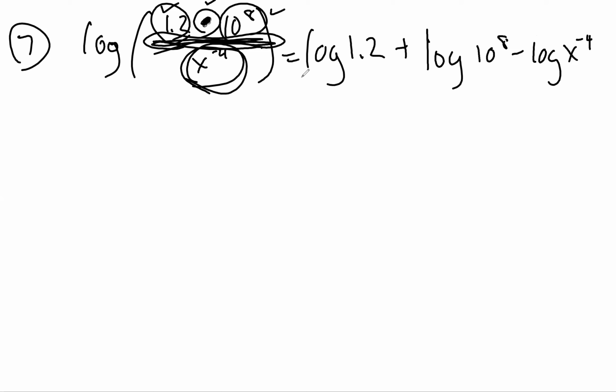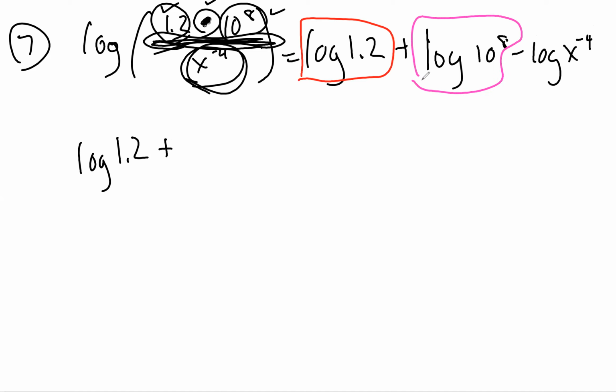So I'm just looking at this piece first, log of 1.2. I don't know how to even deal with the decimal, so I have to just leave it. So my answer is going to start out log of 1.2, then my plus sign, and then I'm looking at this, log of 10 to the 8th.